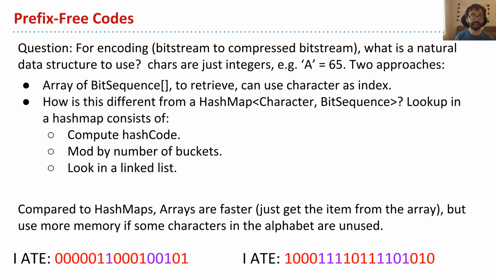So I'd say compared to hash maps or tree maps, arrays are going to be faster, but they'll use more memory if some characters in the alphabet are unused. So if, for example, we're doing Unicode, we would need an array that is 33,000 entries long, and if most of the characters are never used, in that case, we're wasting a bunch of space. So I'd say both approaches are reasonable, though if you're only encoding ASCII text, I think arrays are arguably better, but either way is fine.